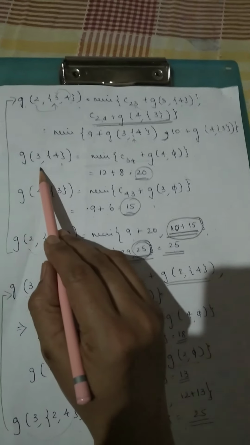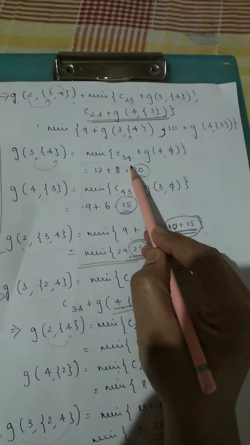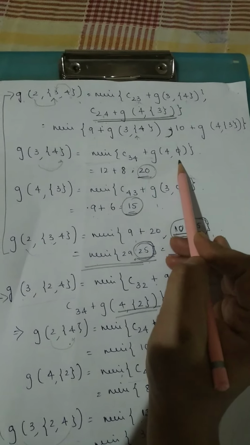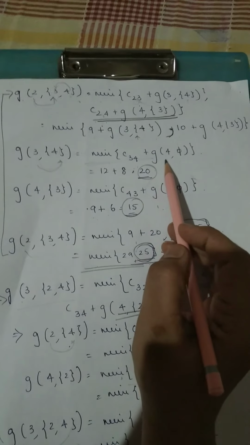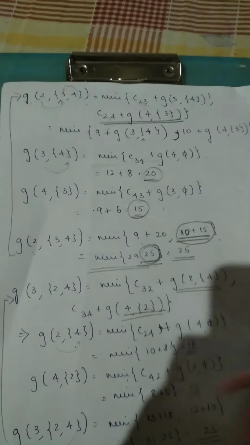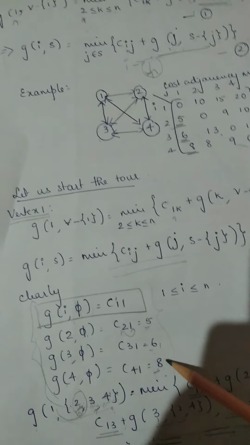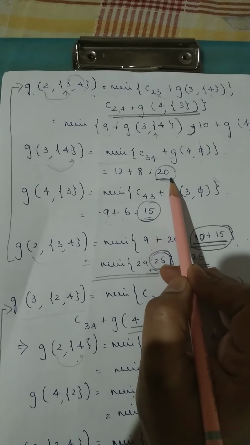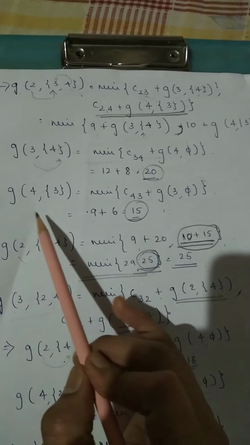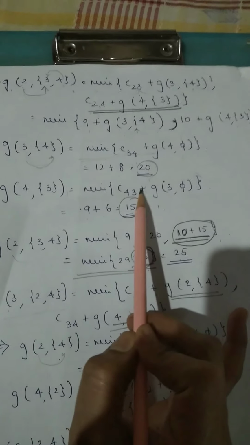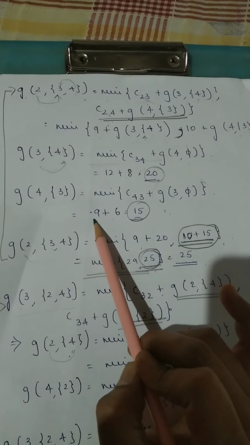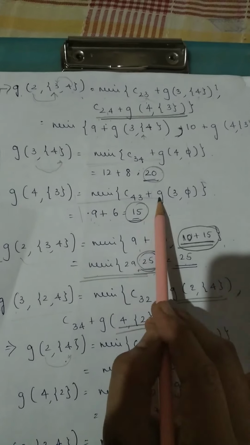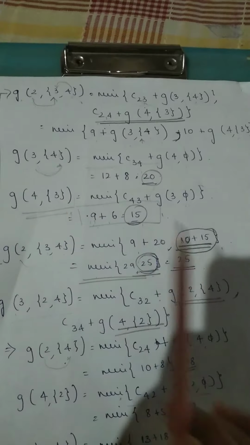C of go from 3 and reach 4 and from 4 to initial vertex 5. 12 plus, what is G 4, 5? G 4, 5 is 8. Right? So, 12 plus 8 is 20. Next, we'll find out G of 4 to 3. 4 to 3 cost we know 9 and 3 to starting vertex 6, 15. Here, I got minimum for this one, 15, right?